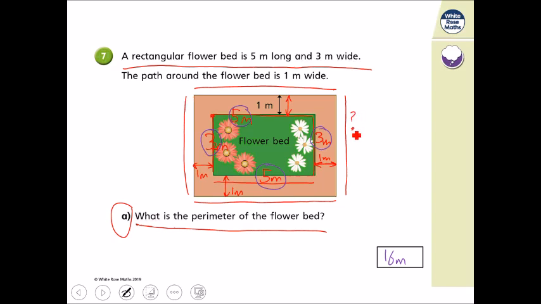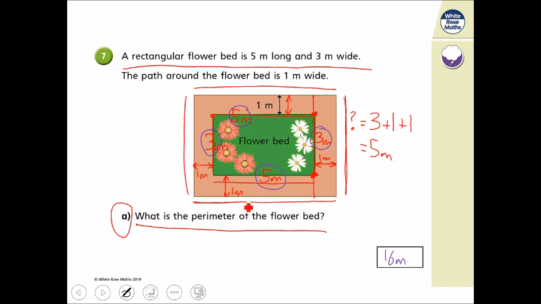Okay. Now, we know that from the bottom of the flower bed to the top of the flower bed is 3 meters. Okay? But we also know that from the flower bed to the other side of the path, we know that that's 1 meter, and we know from this side of the flower bed across the path to the outside is also 1 meter. So therefore, we know that this distance down here is 5 meters. Okay?